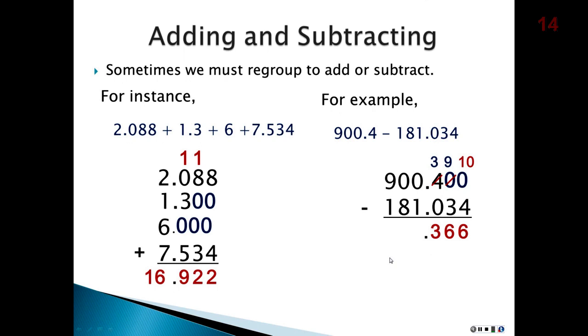I can't take 1 from 0, so I have to go all the way to 9, make it an 8, make the 0 that's next to it 10, and borrow 1 to make it a 9. And now I've got 10 minus 1, which is 9, 9 minus 8, which is 1, and 8 minus 1, which is 7. So my difference here would be 719 and 366 thousandths. I'm in the thousands place here.